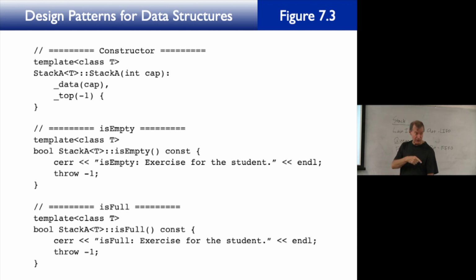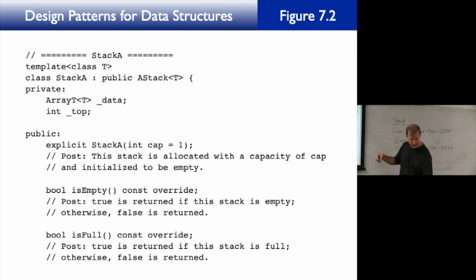Okay, but what about isFull? Now, what about isFull? This is where, how are you going to get access to cap? Now this might be a little tricky. You're going to have to remember this. How are you going to know what the capacity is? We don't have cap as an attribute. Let's go back to our attributes in figure 7.1. All we have is underscore data and underscore top.